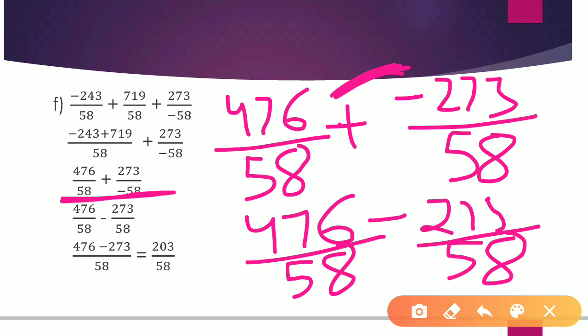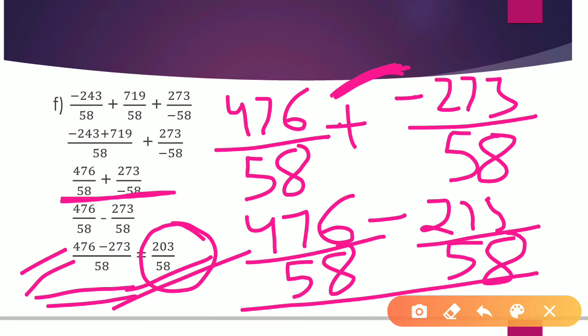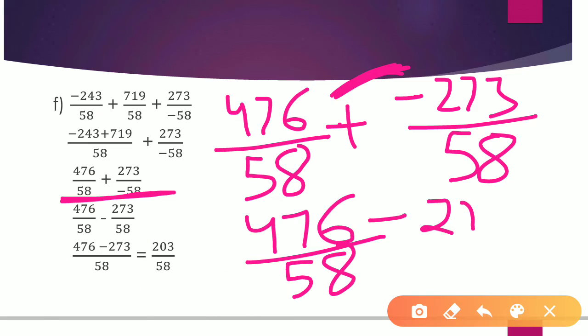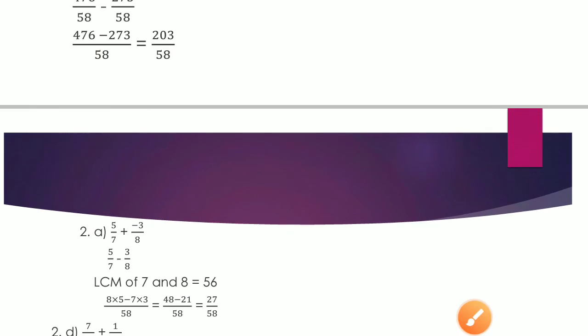Now here the denominators are same. So in the denominator you write 58 and just subtract the numerators. 476 minus 273, which gives you 203 upon 58, which will be your answer. Next question.